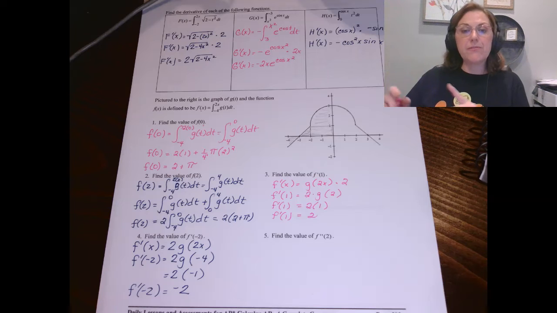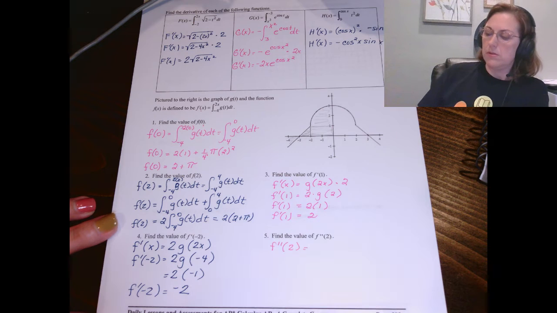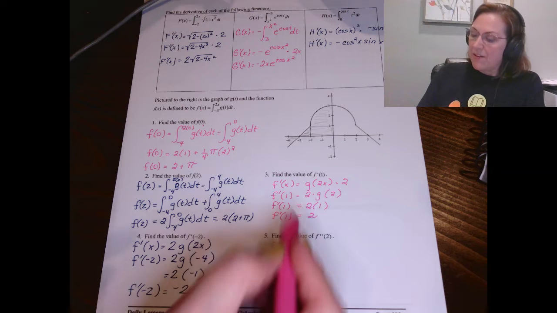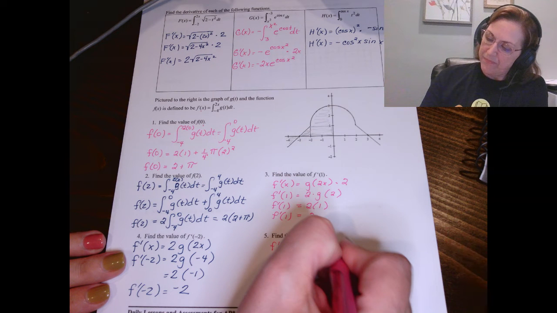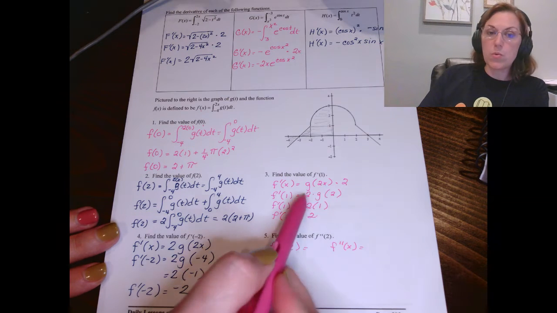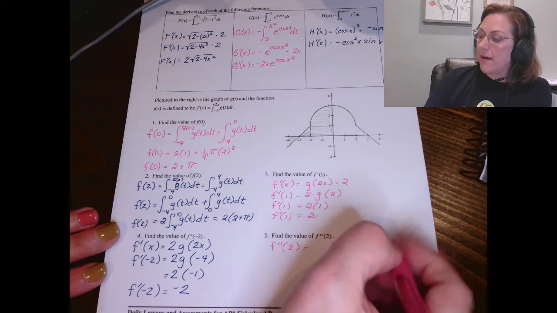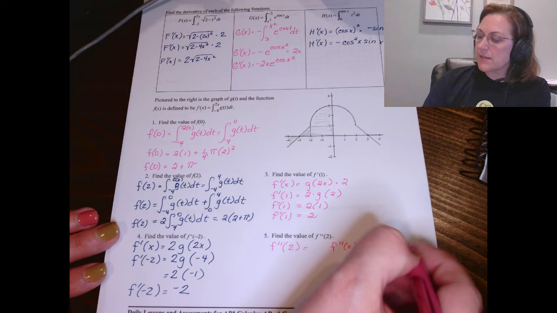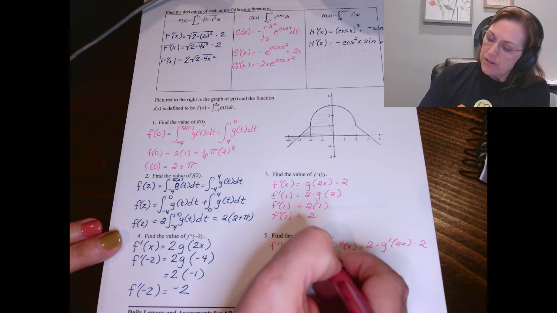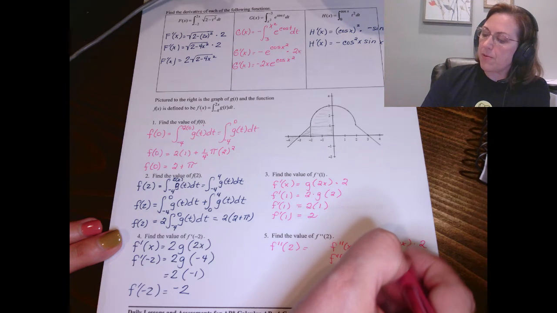Okay, now the last one from this graph is we're looking for f double prime of 2, but we need to find f prime. I'm sorry, we have f prime. We need to find f double prime. So f double prime of x is going to be 2 times, chain rule here, g prime of 2x times derivative of 2x, which is 2. So we get that the f double prime is 4 times g prime of 2x.